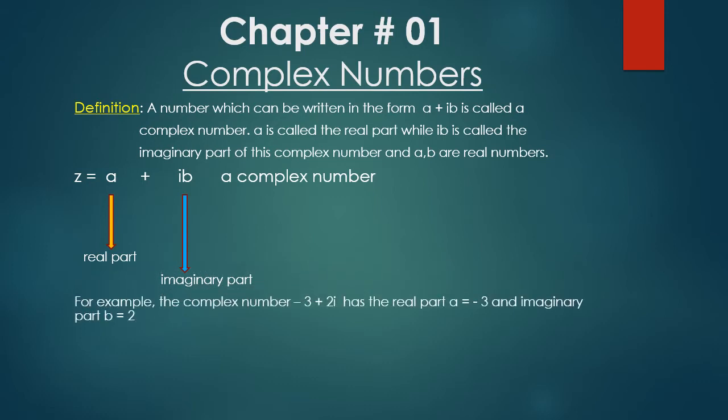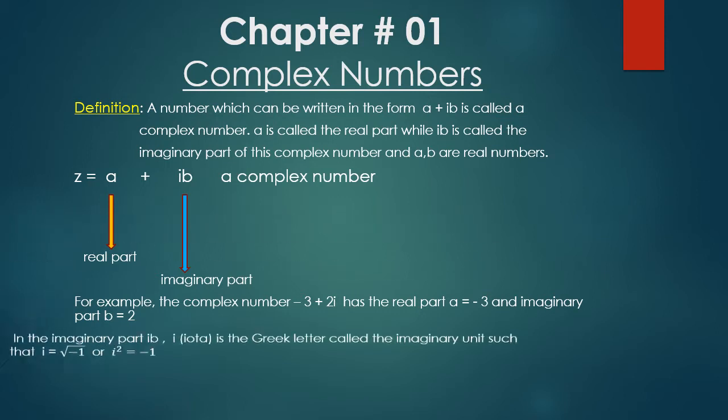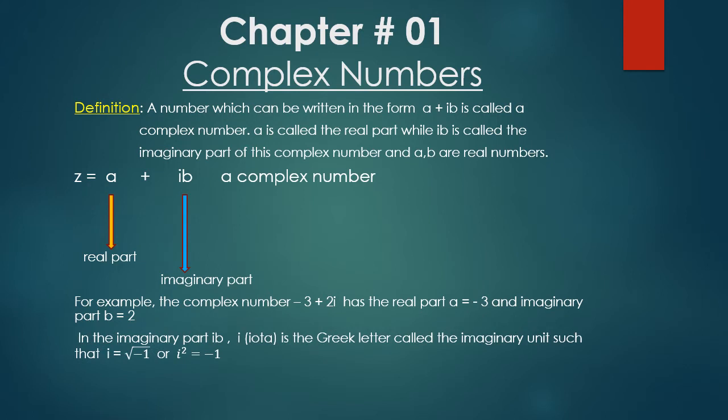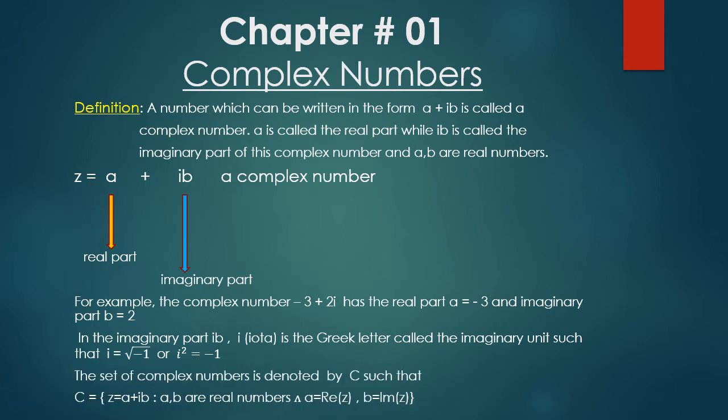For example, if we have a complex number minus 3 plus 2 iota, then it has two parts. Minus 3 is called its real part, while 2 is its imaginary part. In the imaginary part, iota b, or in any complex number, iota is the Greek letter called the imaginary unit, such that its value is iota is equal to square root of minus 1, or we can write iota square is equal to minus 1.